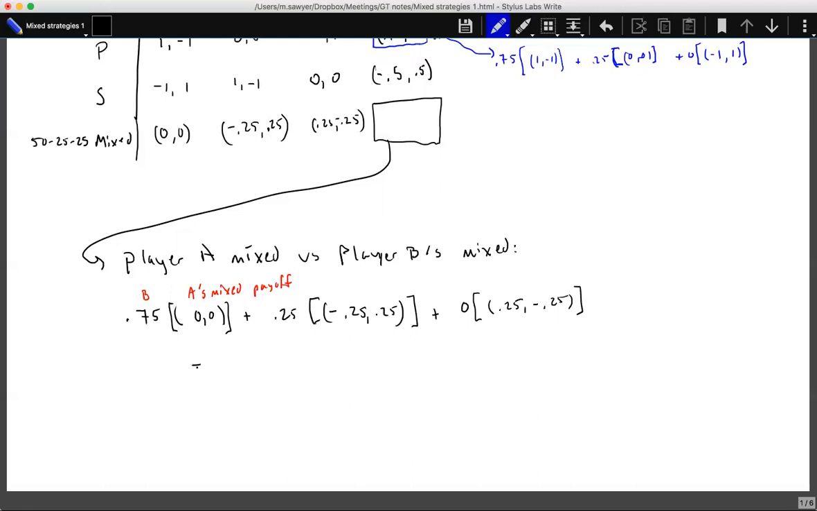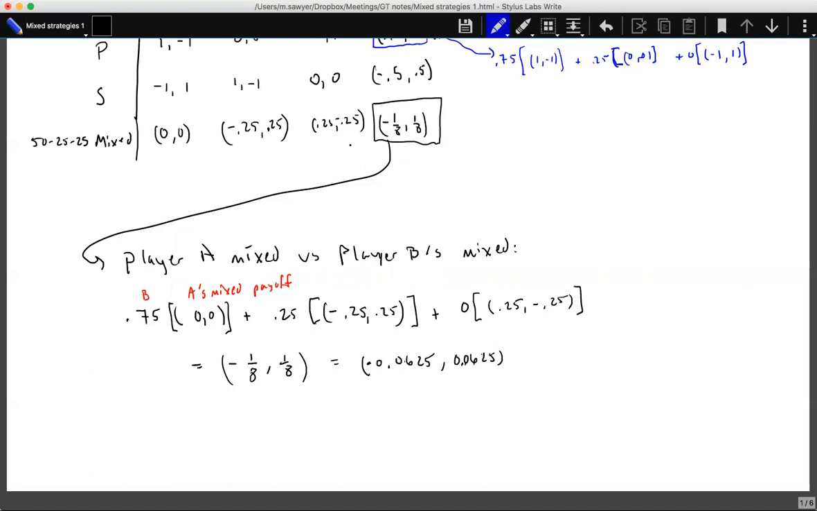And so what we get is 0 from the first component, plus a quarter times a quarter makes negative 1/8, comma, positive 1/8, and 0 from the second component, where this turns out to be negative 0.0625, comma, 0.0625. Or we can keep it simple and just do negative 1/8, comma 1/8. So this is how we treat it as the pure strategy.